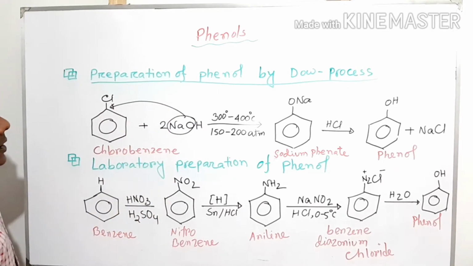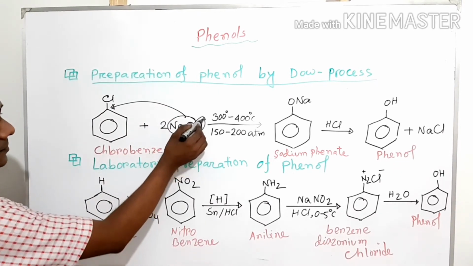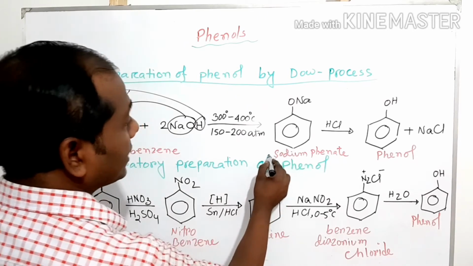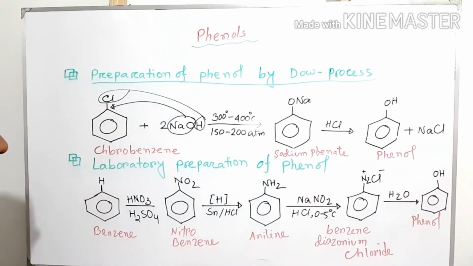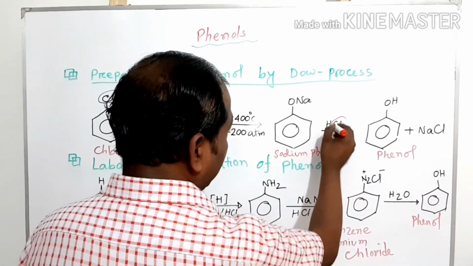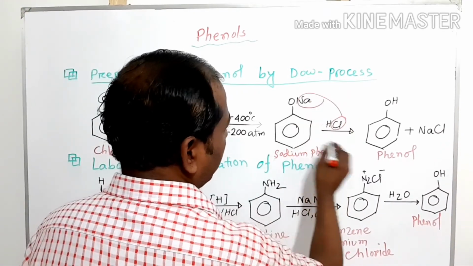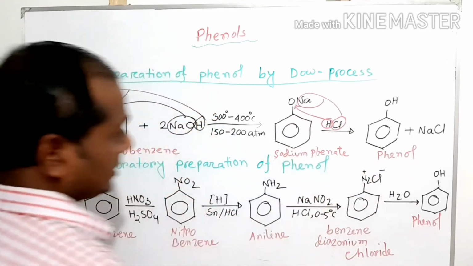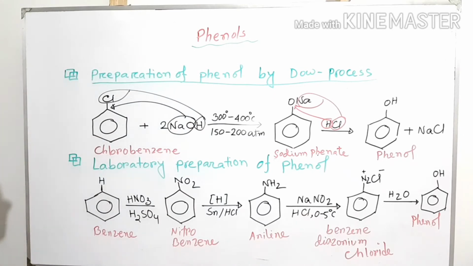In this reaction, this NaO is attached with a benzene ring, and hydrogen reacts with chloride ion, then produces sodium phenate. This one is sodium phenate, and this sodium phenate reacts with HCl. It produces phenol. This hydrogen reacts with oxygen. This process is known as Dow process.